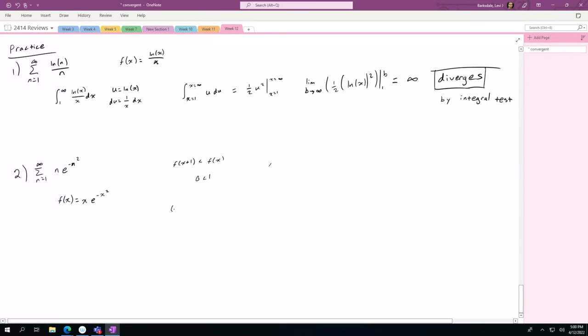So if I plug in x plus 1, then I have x plus 1 times e to the negative x plus 1 squared, right? Which is x plus 1 times e to the negative x squared plus 2x plus 1. And I'm going to claim that this is smaller than x e to the negative x squared. Sound good?